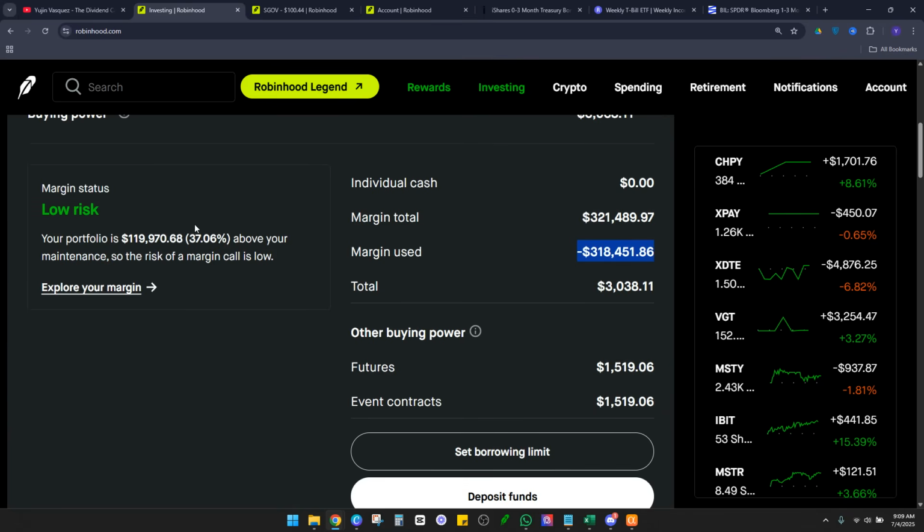So really, this portfolio value is about $640,000, excuse me. So right now, I am low risk on margin status. Okay, I would have to lose an account value of $119,000 or 37% before I get into what's known as a margin call. So I have to keep this at the top of mind.